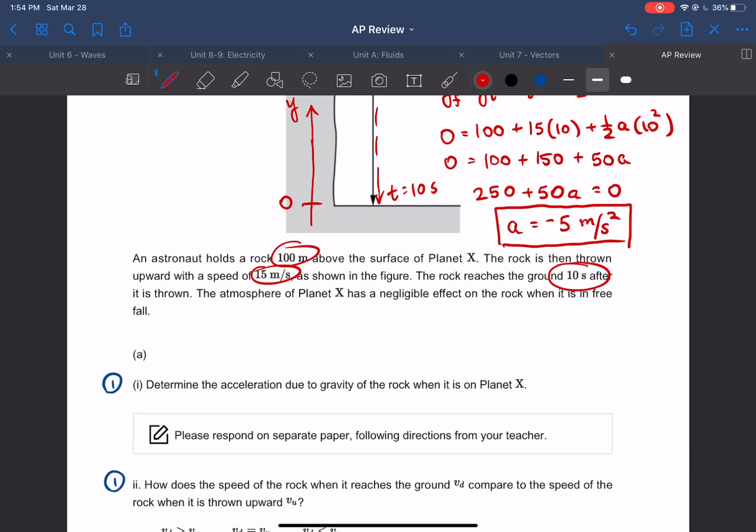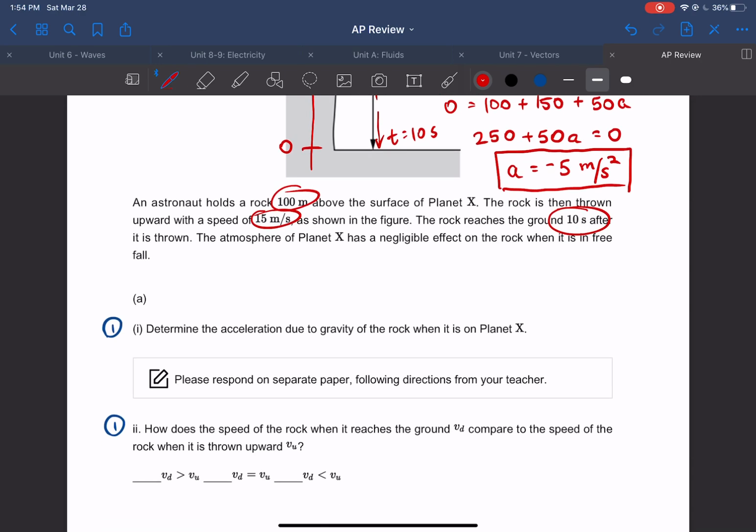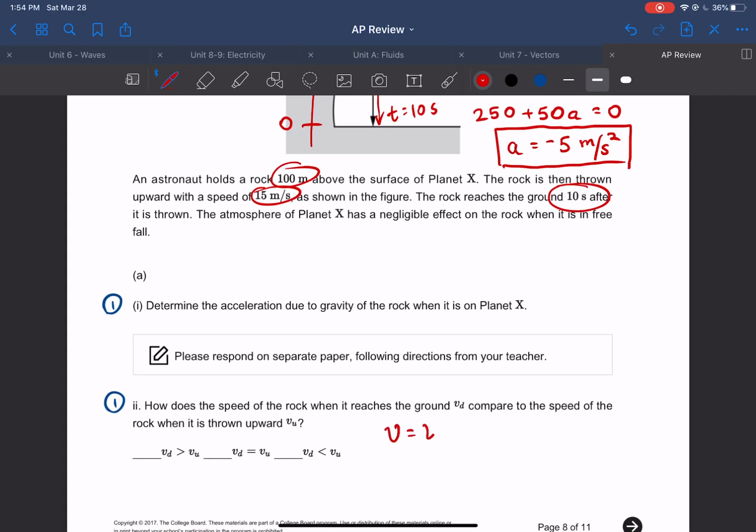Second part of question A, also worth 1 point. How does the speed of the rock when it reaches the ground compare to the speed when it was thrown upward? All right, so for this one, there is another equation we can use. Velocity equals initial velocity plus a times t. So the initial velocity was 15. We have our acceleration is minus 5. T is 10 seconds. So this is 15 minus 50, which is minus 35 meters per second.